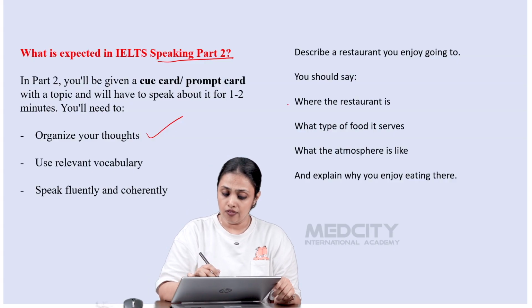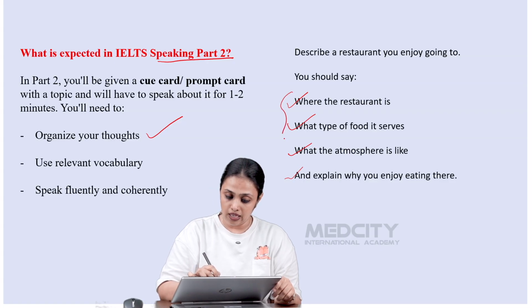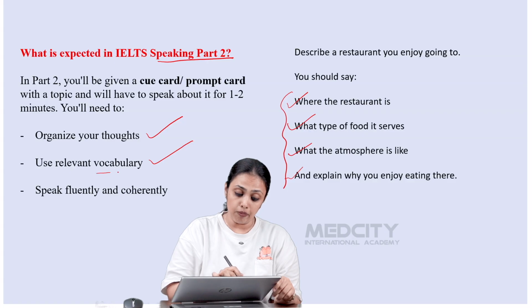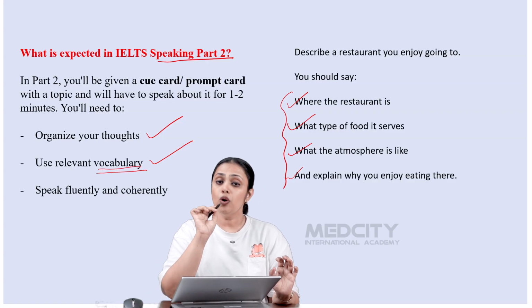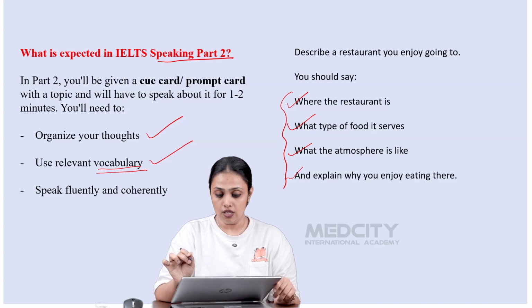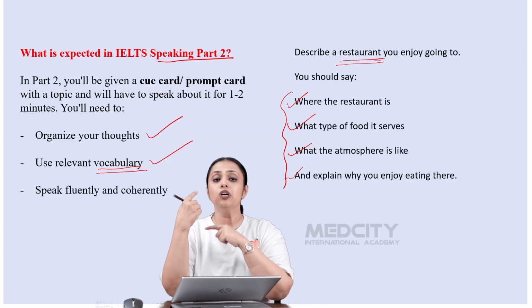To help you on that, there are cues given in the cue card. So using the same, you can arrange your ideas. Then use relevant vocabulary. That is, you have to use words or vocab related to the topic that you're speaking. For instance, here, describe a restaurant you enjoy going to. So if the topic is restaurant, then use words related to that.